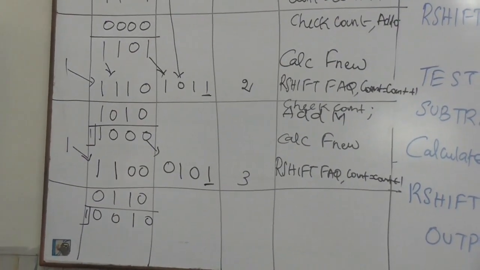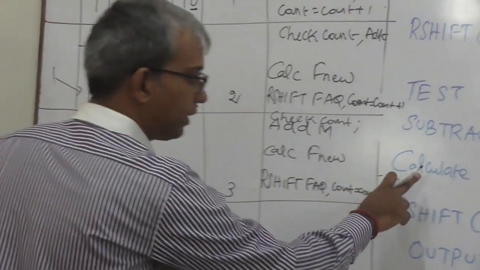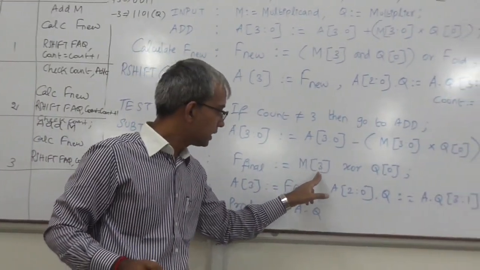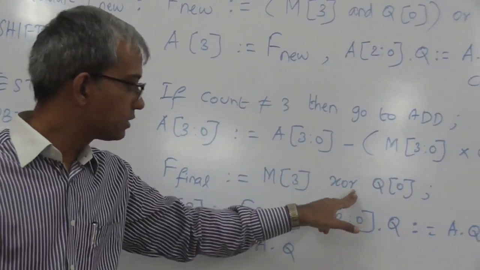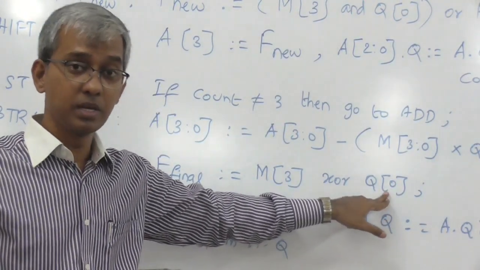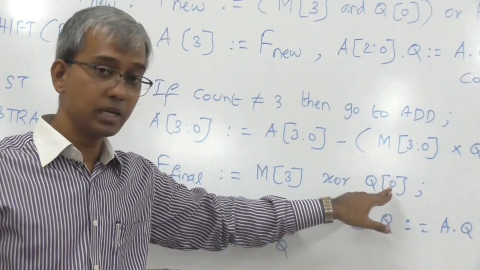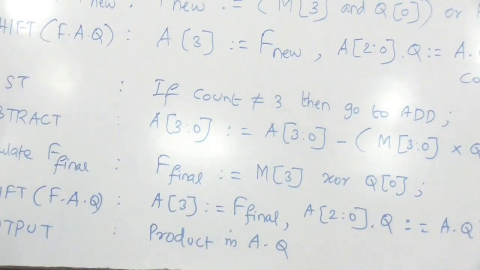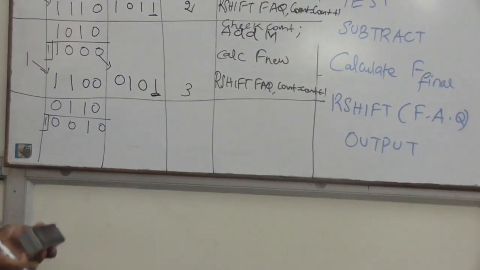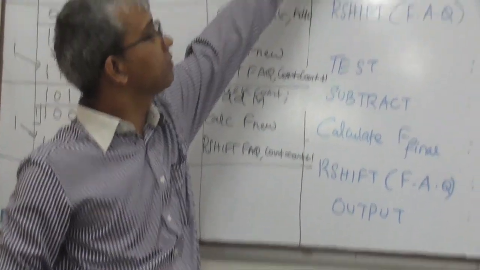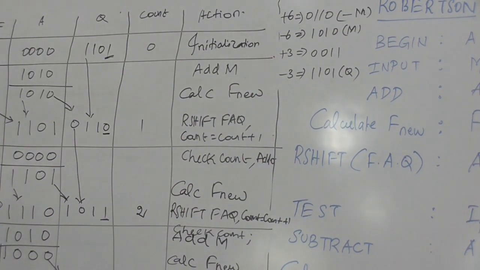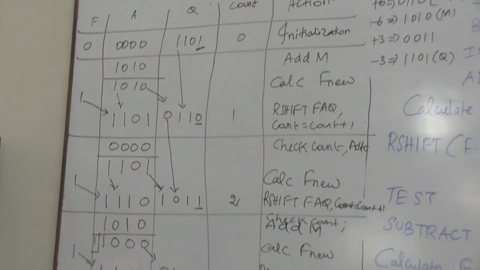Since this is 2's complement arithmetic, this end of carry can be ignored, right? And then I have to calculate the new value for f, and the formula here is to take the sign bit of your multiplicand and XOR it with the LSB of your multiplier. Now the LSB of this Q register gives the sign of the multiplier, right? So you take the LSB, which is 1, and XOR it with the sign bit of the multiplicand, which is 1. So 1 XOR 1, the value is 0. This will be my new value of f.